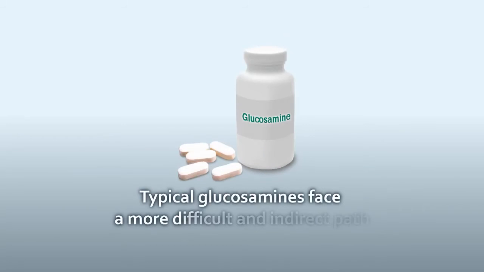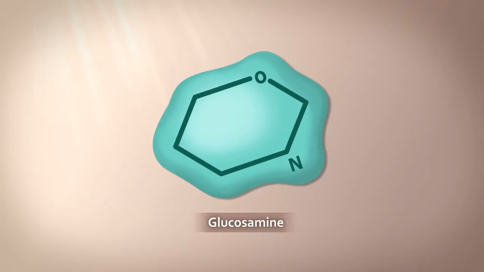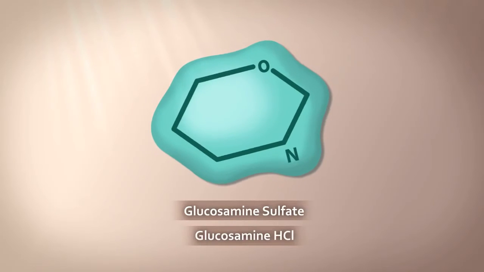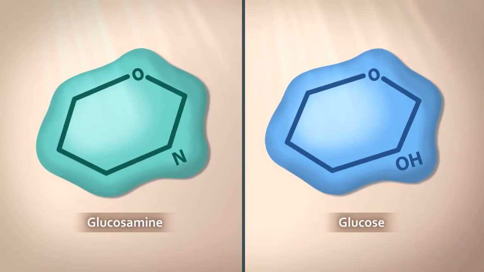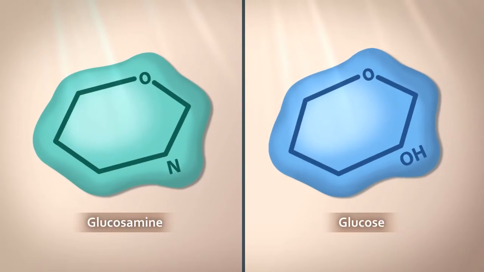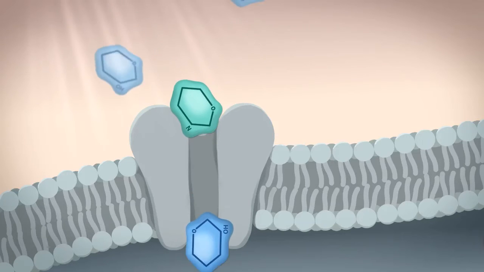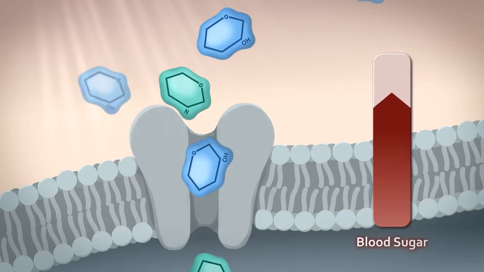Typical glucosamines face a more difficult and indirect path. Typical glucosamine compounds consist of small molecule glucosamines, such as glucosamine sulfate or glucosamine hydrochloride. Because these small molecule glucosamines are very similar to glucose in terms of size and shape, they may compete with glucose for cell entry. This may lead to an elevation in blood sugar.